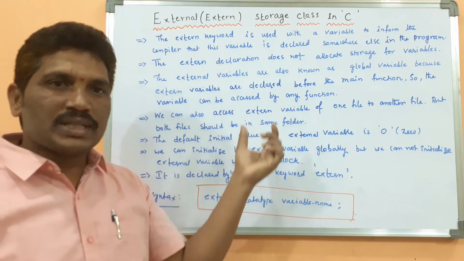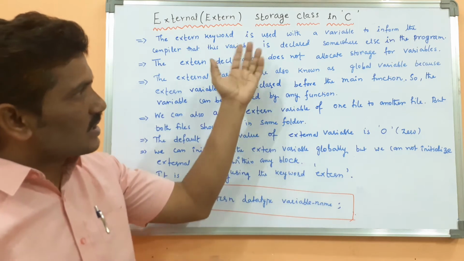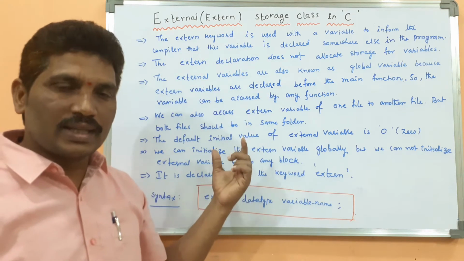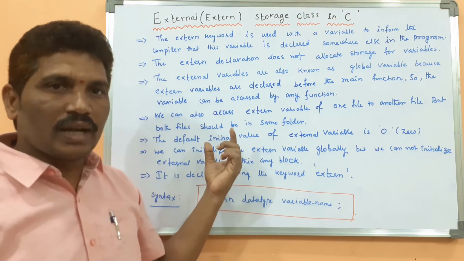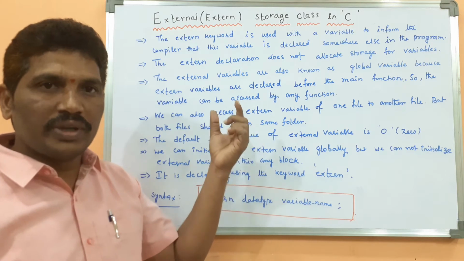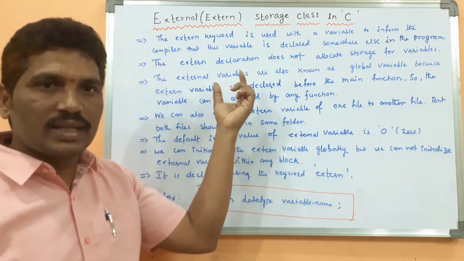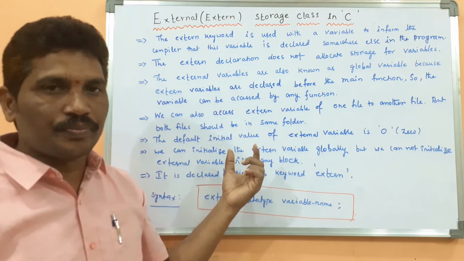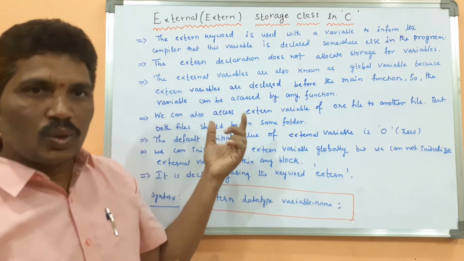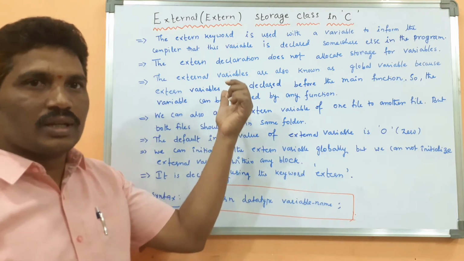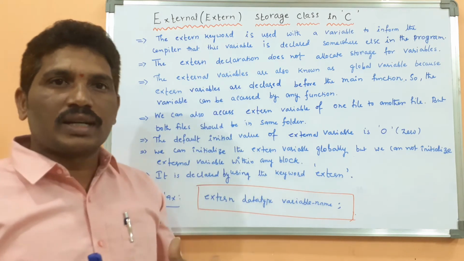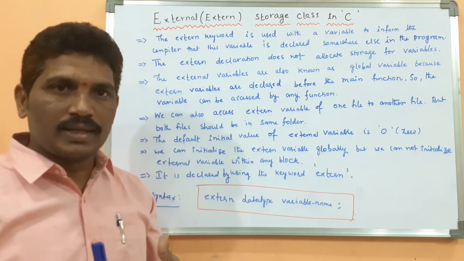Here some statements I have written. First of all, I want to discuss each and every statement. After that, I will write the syntax. Then I will explain with the help of an example how we use the extern keyword in C programming. Anyway, you know the static keyword and auto keyword. Then how can the extern keyword be differentiated from static and auto?